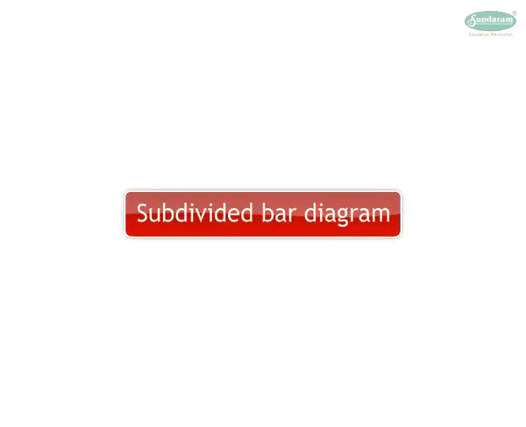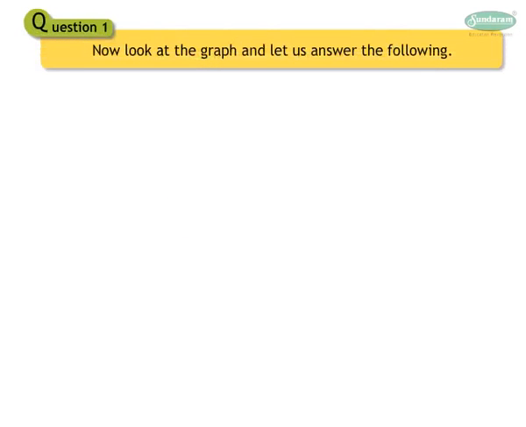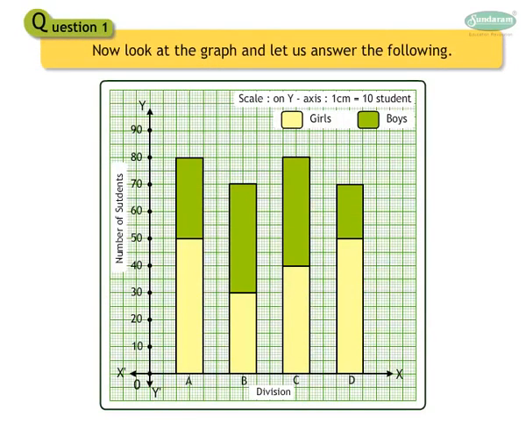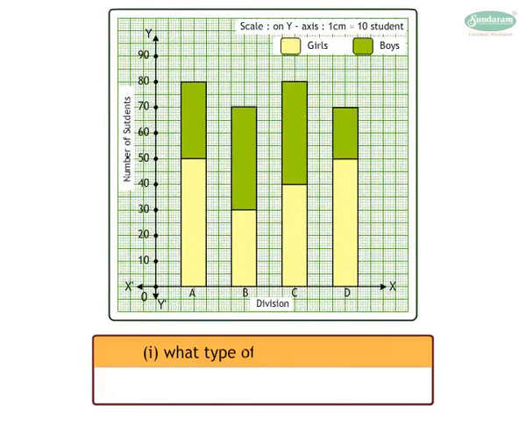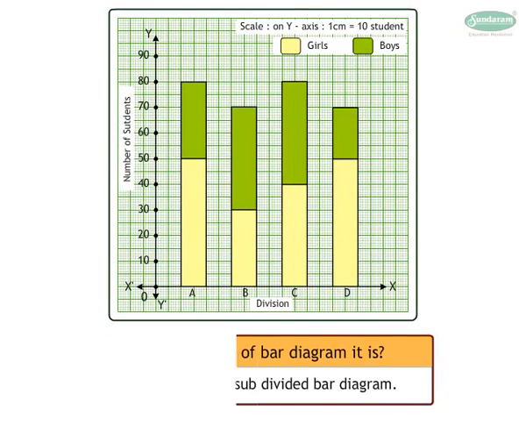Friends, let us begin with subdivided bar diagram. In this method, data is shown with the help of a single bar diagram. Let us solve the first sum of exercise 7.2. Question 1. Now look at the graph and let us answer the following. 1. What type of bar diagram is it? Answer: this is a subdivided bar diagram.